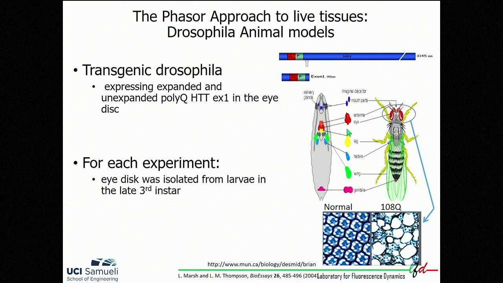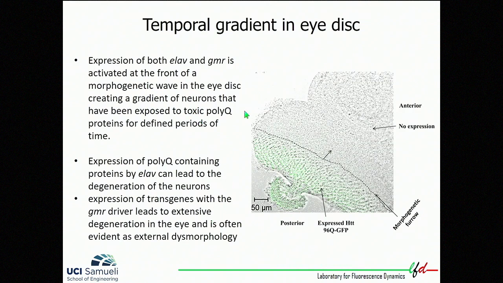So finally, we used an animal model for the Huntington expression. In this case, this is the transgenic Drosophila fly, which is expressing the polyHuntington in the eye disc. The eye disc was isolated from the larva at the late third instar. What drives this expression is the GMR, which is activated at the front of the morphogenetic furrow that you see. And it's a temporal expression.